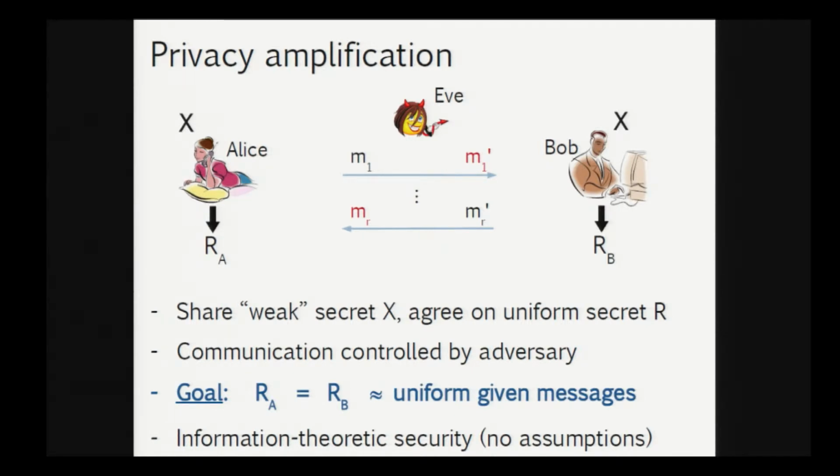And the goal is for Alice and Bob to agree on a secret key R. Specifically, they should each output the same key, and that key should be uniform, conditioned on what Eve sees, namely the messages in the protocol. I'll just mention at the beginning here, we're talking about information theoretic security. In fact, I think that's the title of this session. So there's no computational assumptions. Everything is information theoretic.